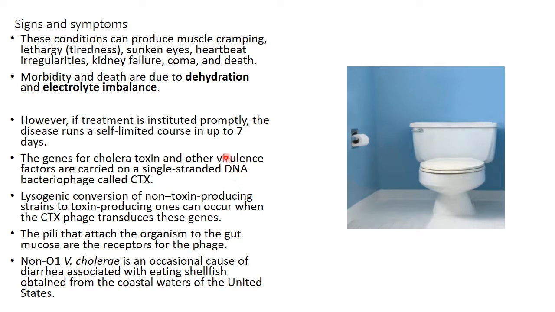Now the question arises: where does this gene come from? The genes for cholera toxin and other virulence factors are carried on a single-strand DNA bacteriophage called CTX. Lysogenic conversion of a non-toxin-producing strain to a toxin-producing one can occur when the CTX phage transduces this gene. The pili that attach the organism to the gut mucosa are the receptor for the phage. Non-O1 Vibrio cholerae is an occasional cause of diarrhea associated with eating shellfish obtained from coastal water of the United States.